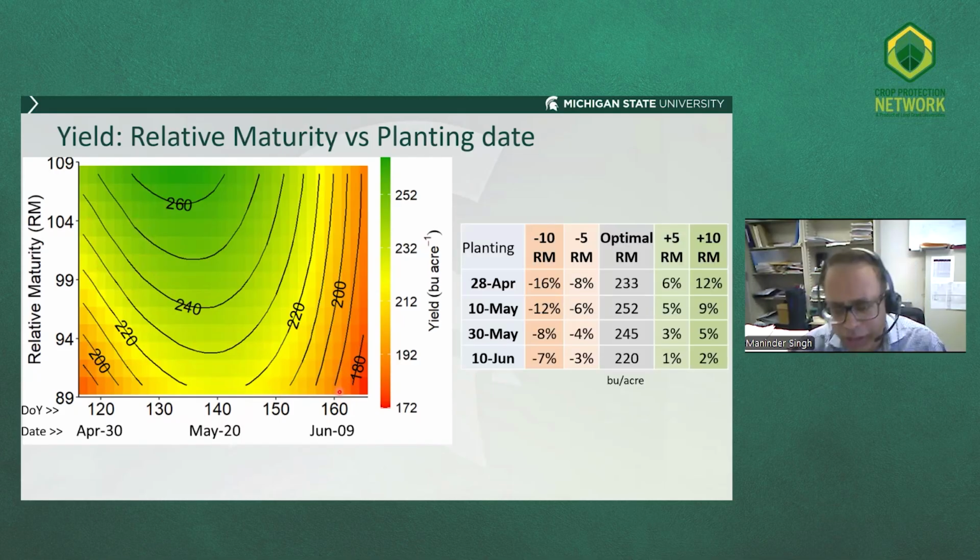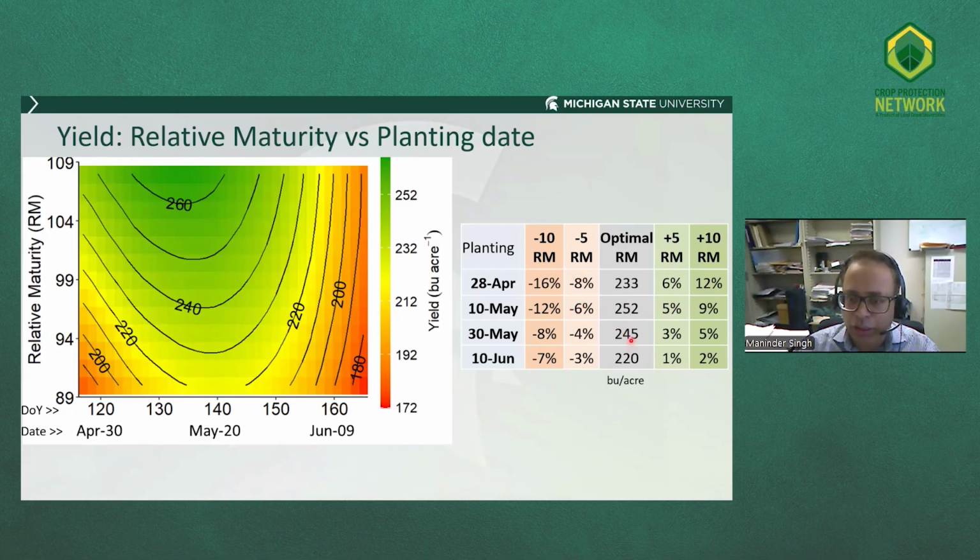I threw this table here as a nice representation of giving you some actual numbers. So for all the planting dates, you can see optimal RM yields in bushels. And again, you can see our May 10 planting was our highest yielding crop, right? And when we went to +5 or +10 relative maturity here, we are able to gain anywhere from 5 to 12% yield, right? While we did lose by going to early maturities.